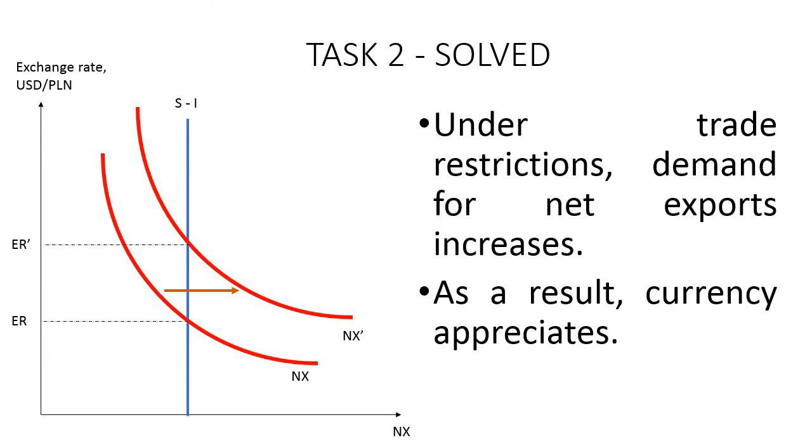Under trade restrictions, demand for net exports increases. Barriers to trade or tariffs imply that foreign goods become more expensive for domestic consumers, and they buy fewer foreign goods and more domestic goods. Due to the decrease in imports, the demand for net exports increases in the domestic economy. So we have a rightward shift of the net exports curve, and as a result, the equilibrium exchange rate increases. So there is appreciation after imposing tariffs on foreign goods.